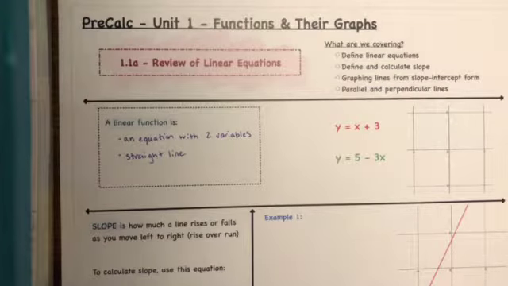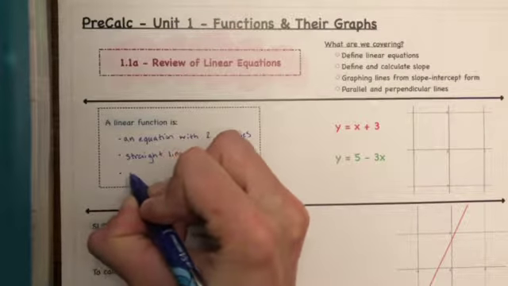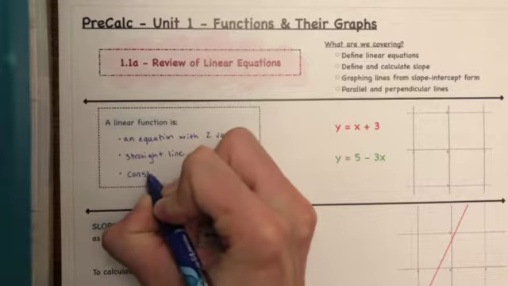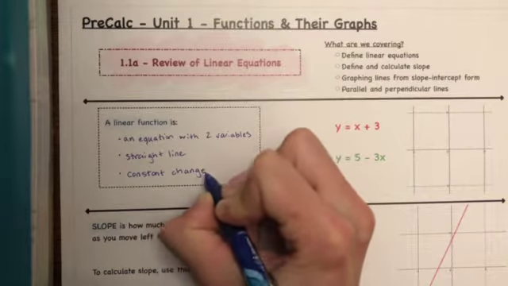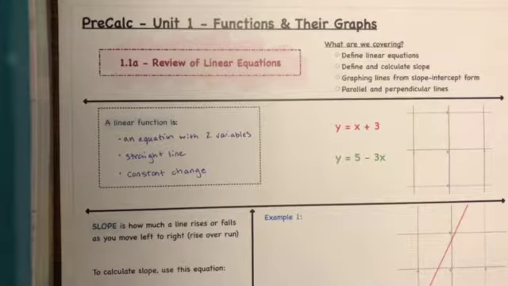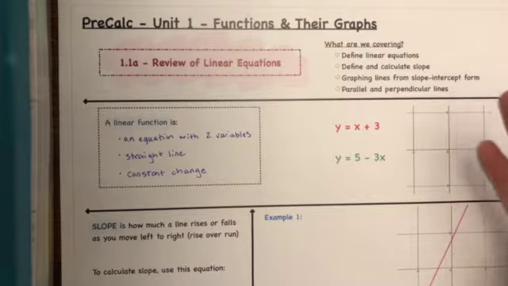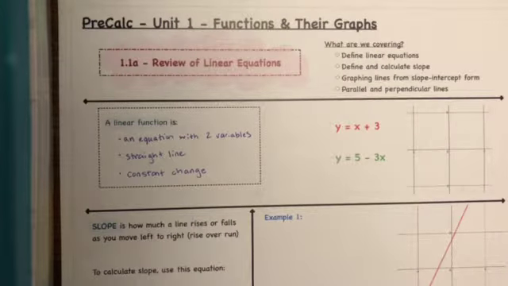The third, I just think it's important to remember this piece. It's not really definitional, but a linear function always represents constant change. So if you thought about physics before, a linear function is not a car that's accelerating, but a car that's driving at a constant speed. That's how I think about it.